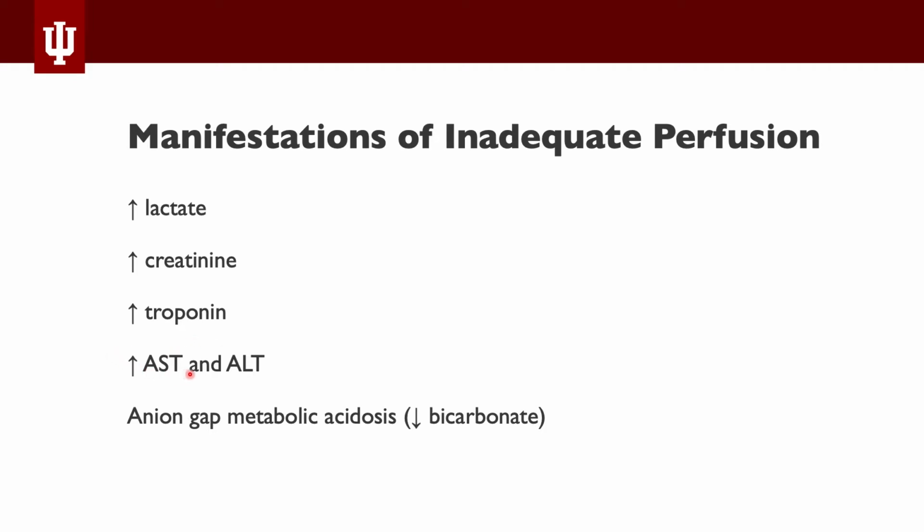Poor liver perfusion can cause hepatocyte injury with an increase in AST and ALT. And of course, you can see that decrease in bicarbonate from an anion gap metabolic acidosis, which is predominantly from lactate, but also from renal failure.